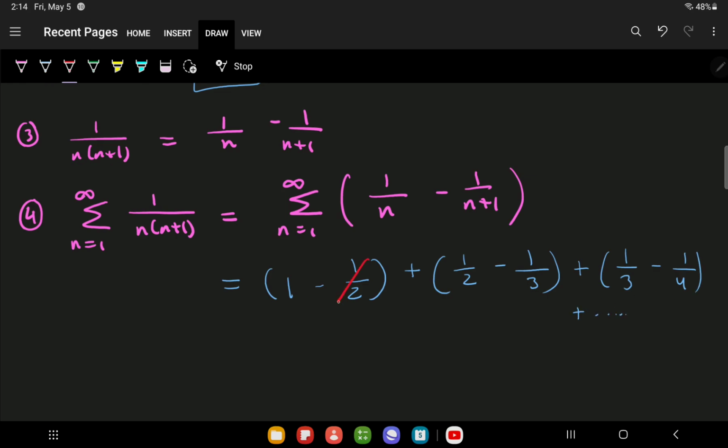What do we notice? -1/2 and 1/2 cancel. -1/3 and 1/3 cancel. -1/4 will also cancel. And the numbers will grow smaller and smaller. And the only thing that will not cancel is the 1.